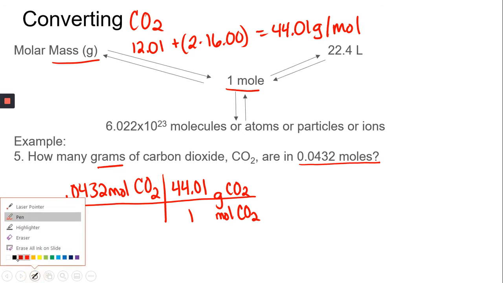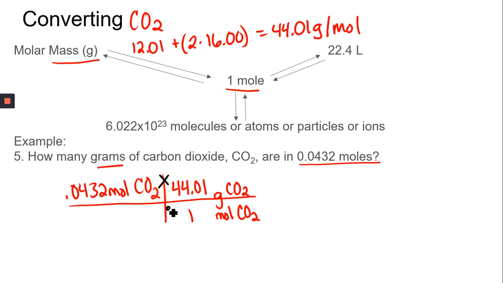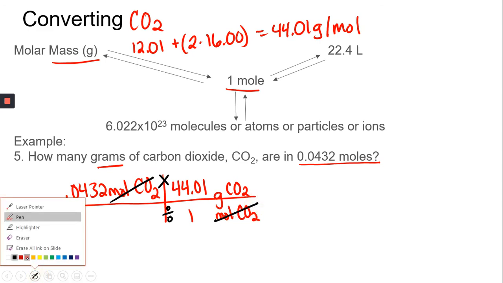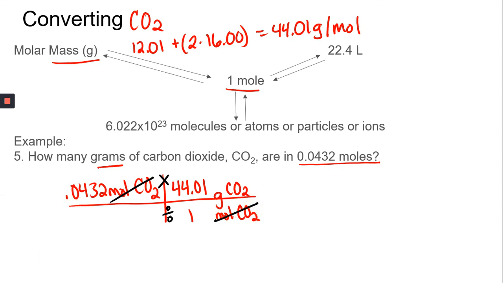So when we multiply and divide, mole of CO2 would cancel, leaving us with grams. And so we type in 0.0432 times 44.01 divided by 1. For significant figures, the zeros are in front of the 4, so they don't count. So we're looking at 3 for our answer, and we would have 1.90 grams CO2.